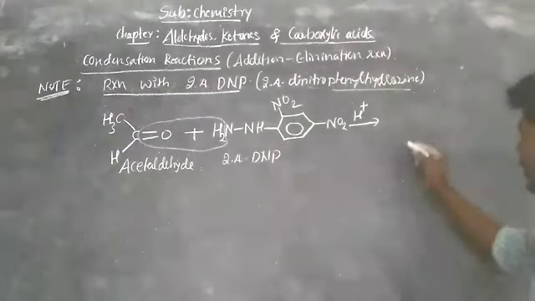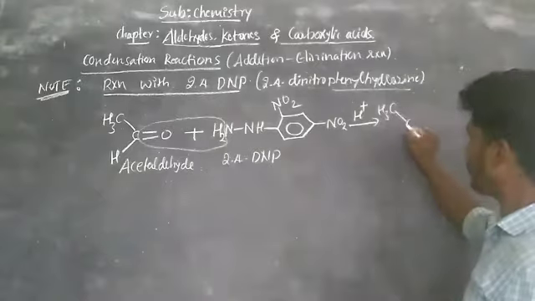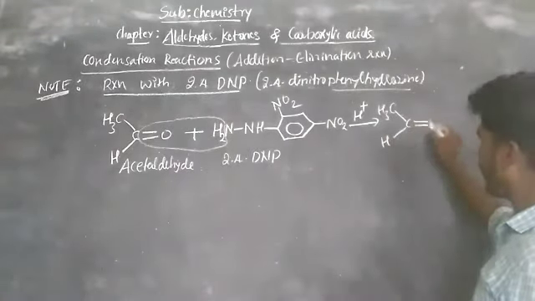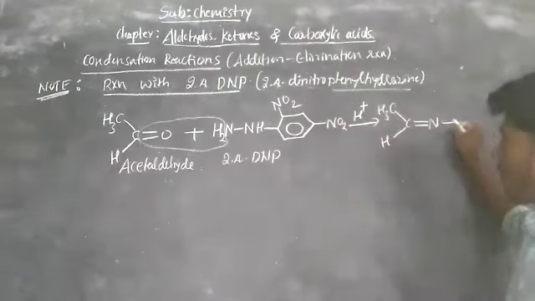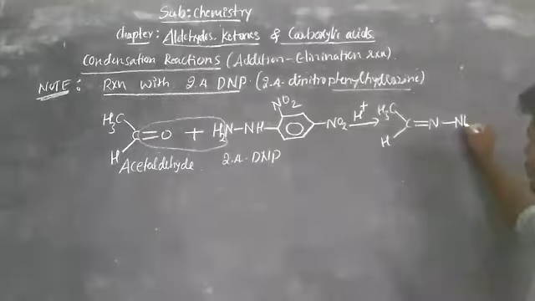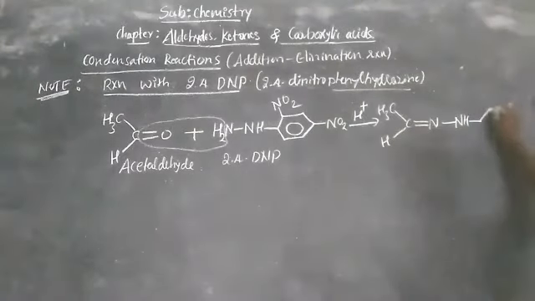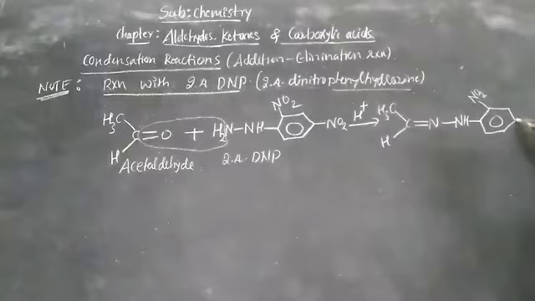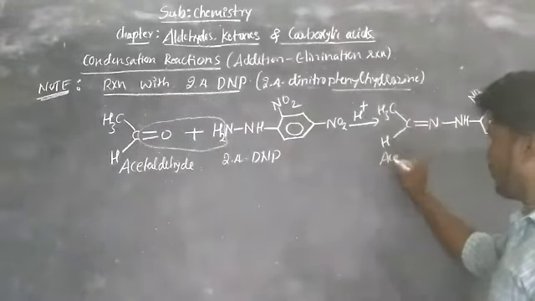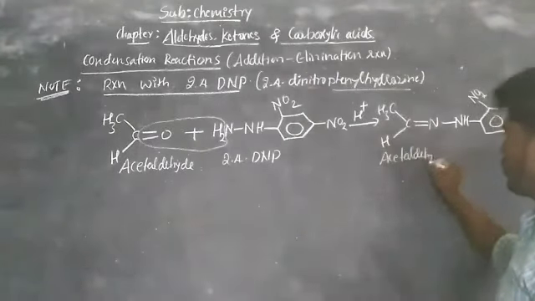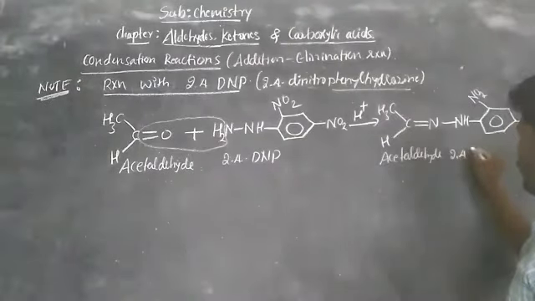Remaining is CH3 bond CH double bond N bond NH bond benzene ring, then NO2 at the ortho position and at the para position also NO2. So what is its name? Acetaldehyde 2,4 DNP hydrazone, or acetaldehyde 2,4 DNP.